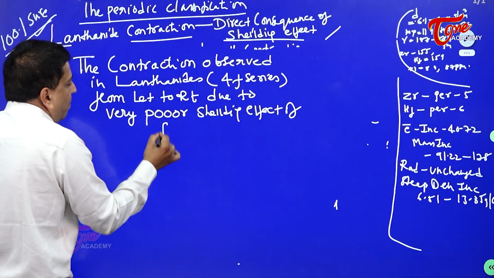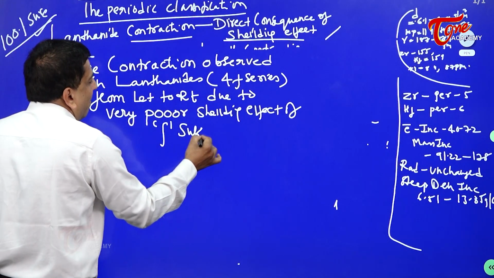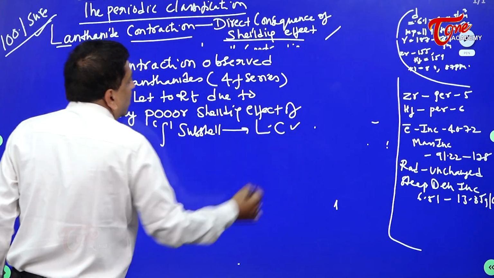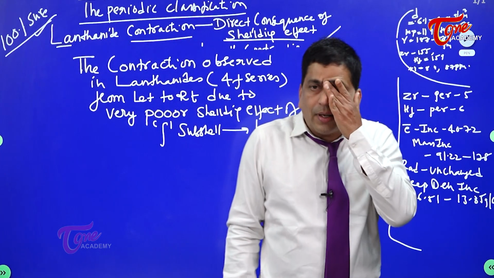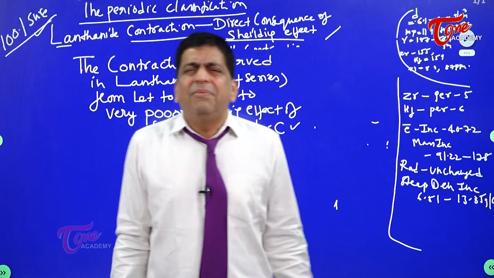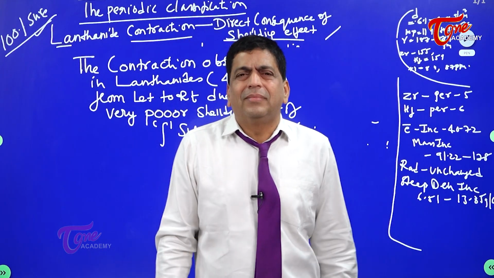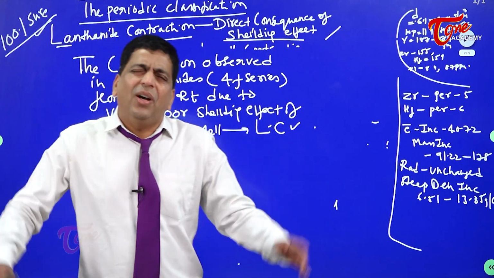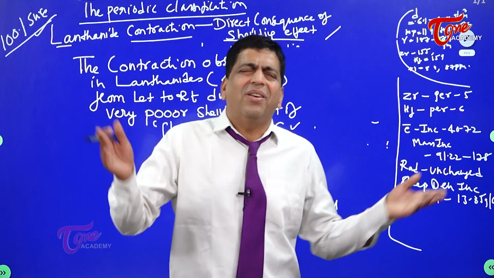Shielding effect of F subshell is called the lanthanide contraction. You must understand. If the contraction is simple, we would have discounted it. Yeah, okay, there is some contraction, discount it off.